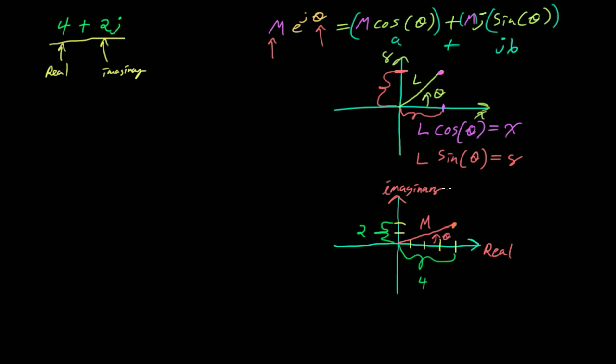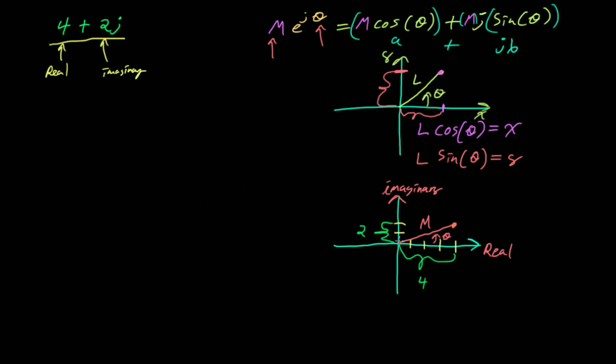So therefore, if I can figure that out, I'm pretty much done. I pretty much have the form that I need, or I have what I need to put this into polar form. So now, how do I figure that magnitude out? Well, this is a right triangle, right?